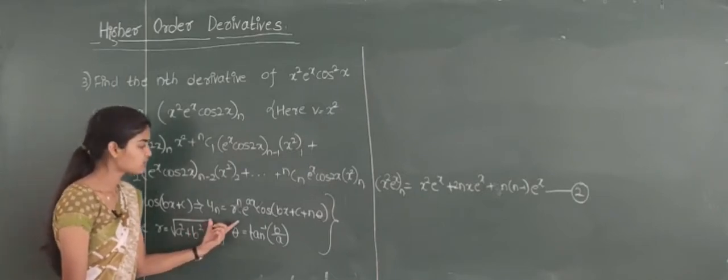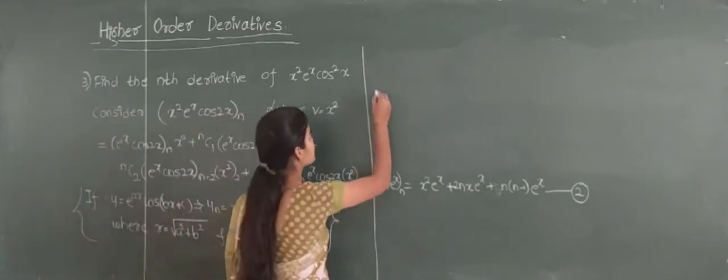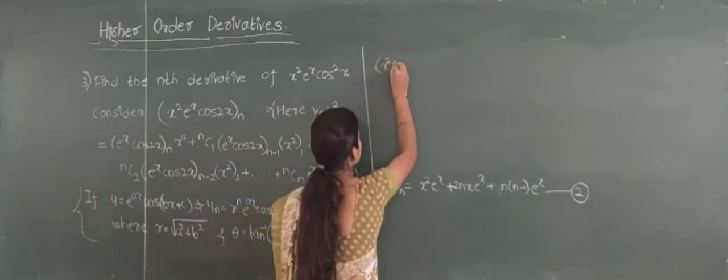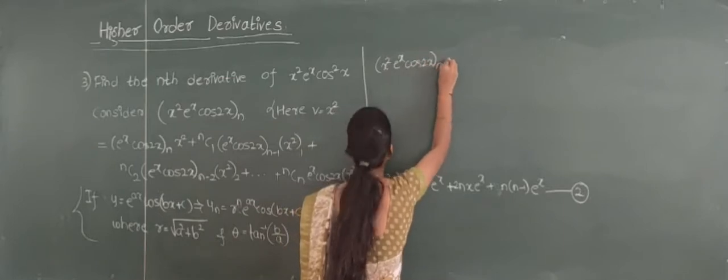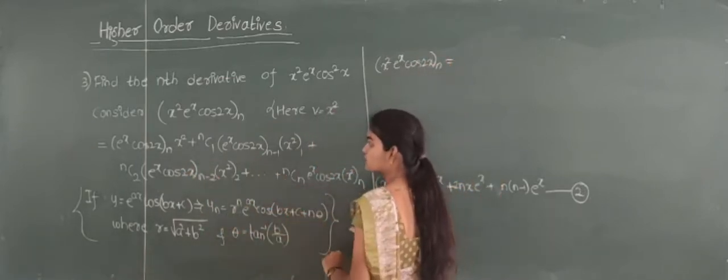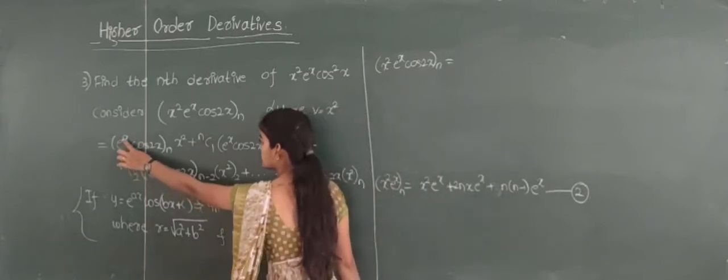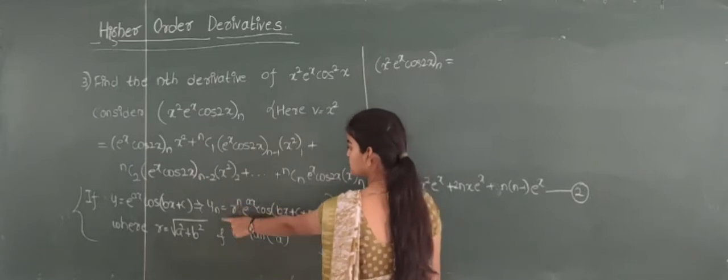Now by using this formula we will change these values. Yes, right, that is the nth derivative of x square e raised to x cos 2x. We will get as the first term the nth derivative of e raised to x cos 2x. Here a value is 1, b value is 2 and c value is 0. So according to that, substitute in this formula.